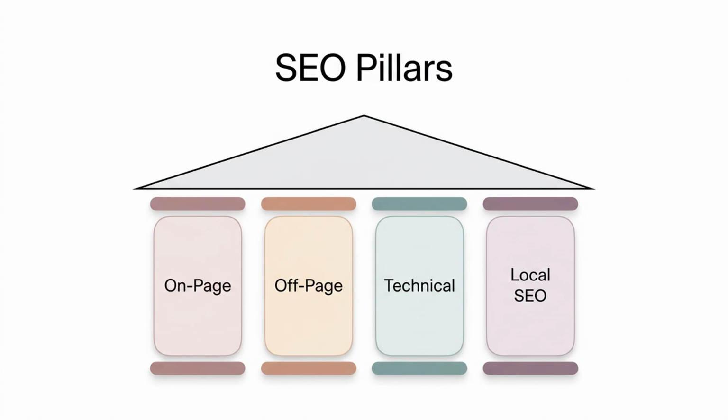The primary three are on-page SEO, off-page SEO, and technical SEO. We also include local SEO, which governs those map results you see when searching for nearby businesses. Mastering these pillars allows for rapid ranking improvements.